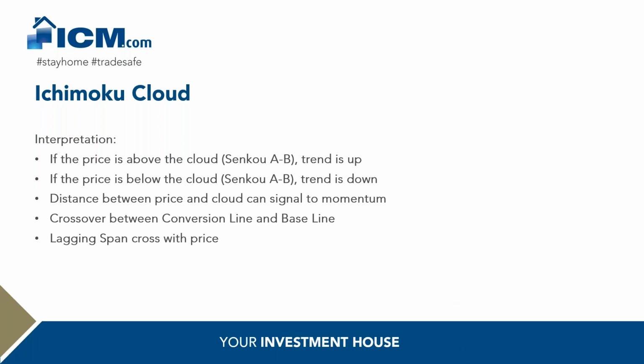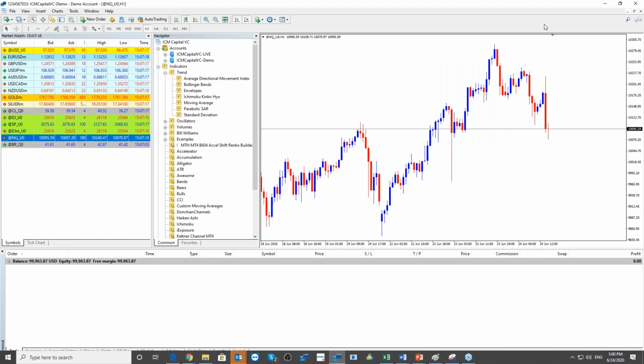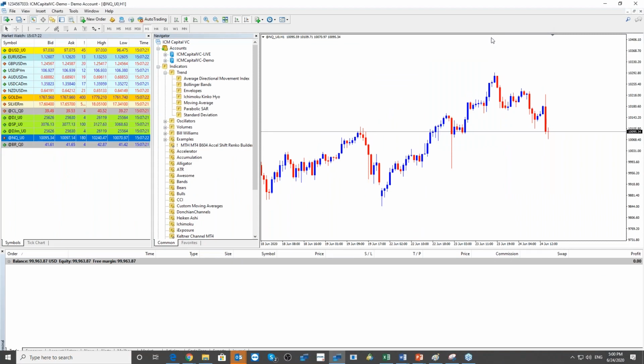So if the conversion line crosses above the baseline with the price above the cloud, a trader would buy, and vice versa. Meanwhile, the Chikou line, or the lagging span, is usually used to confirm the trend. If the span is above the historical price, it is another confirmation for the trend. We're going to go to the MetaTrader 4 platform and discuss it there, where it's going to be much easier for you to understand what we've been explaining.